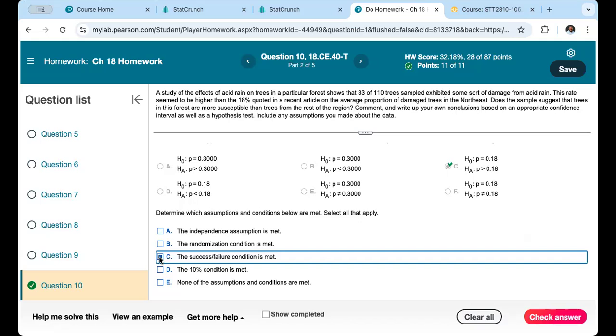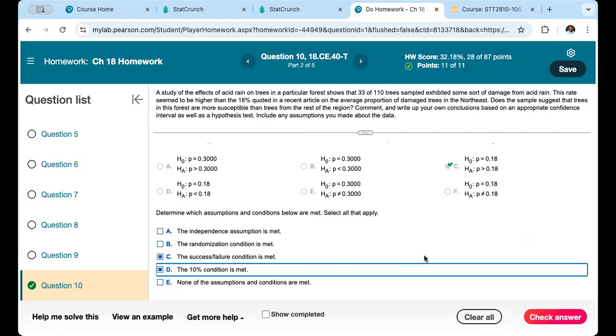Is that okay? And now you can also see that the 10th condition is also met because when you have a forest, they just took 110 trees. You can also clearly see that there are more than 110 trees. Is that okay? So you can see that this 110 is definitely going to be less than the entire trees in that forest. So you can see this one is also met. Are we all okay? Good. And then you can also see that the independence condition is met because each tree is different. Is that okay?